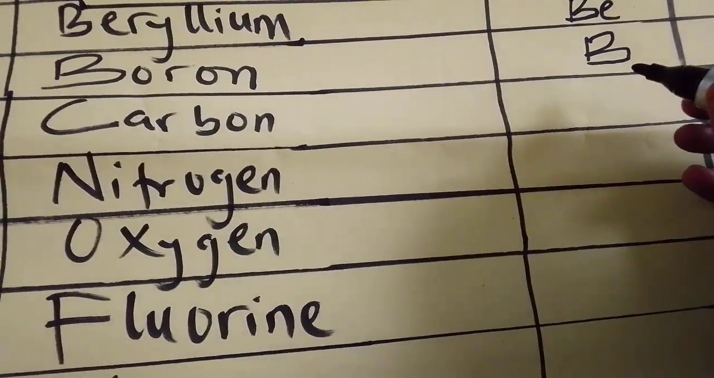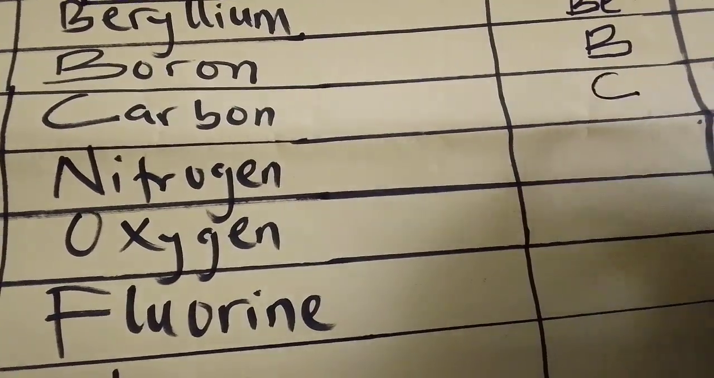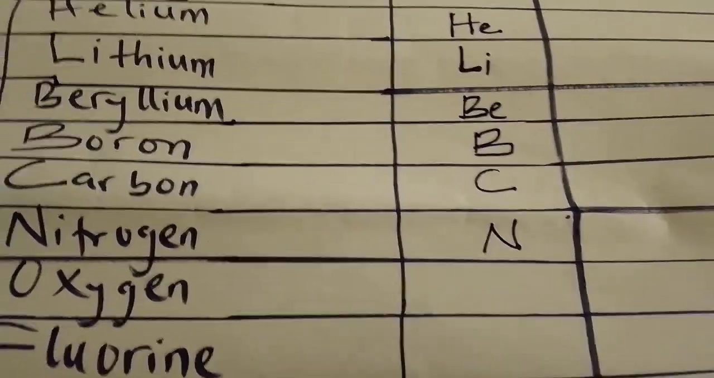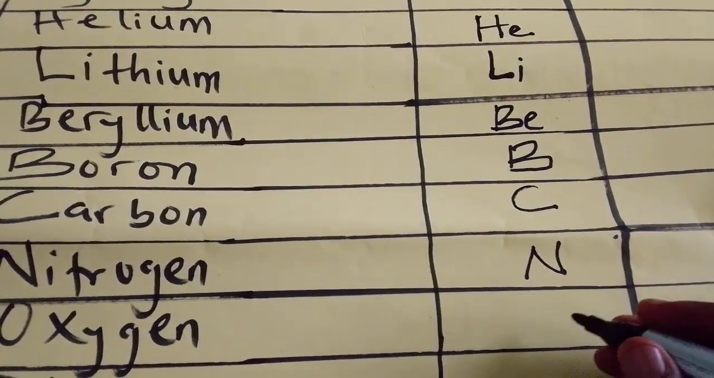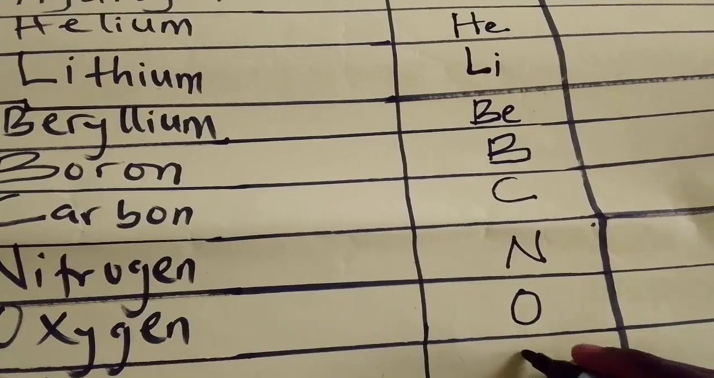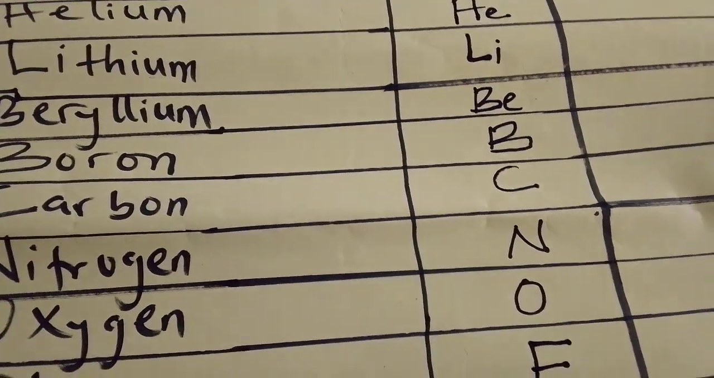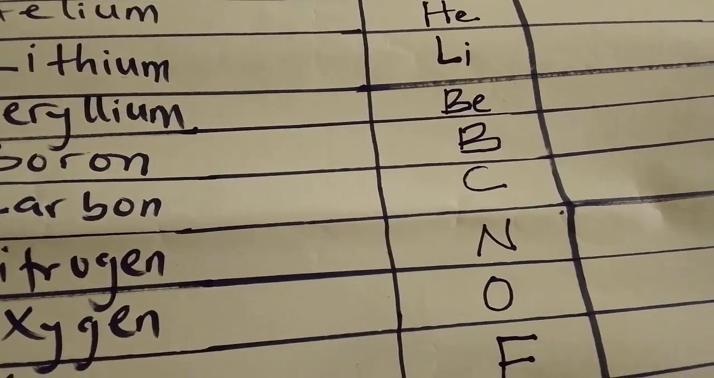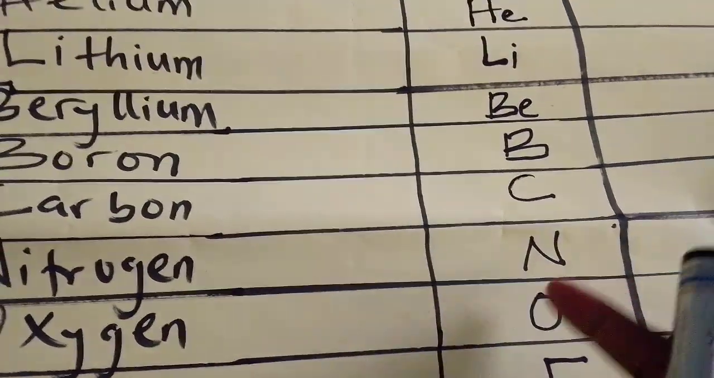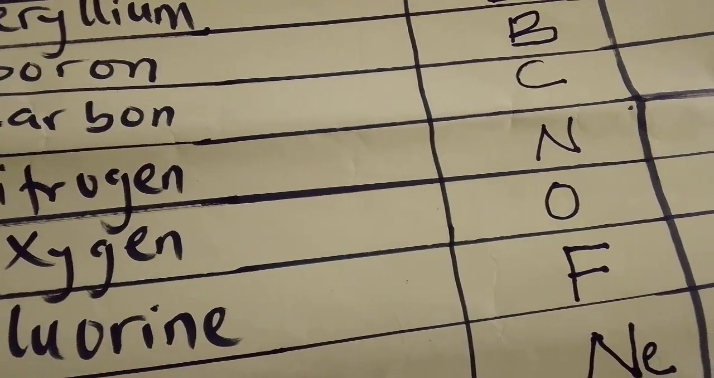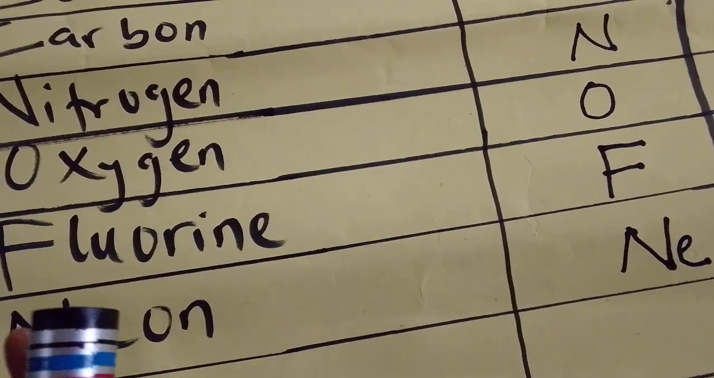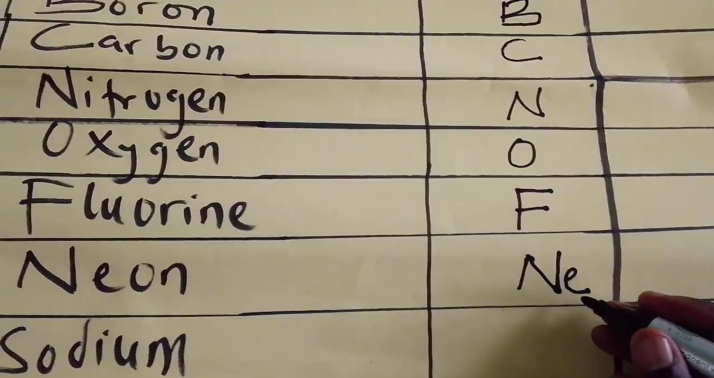Then for the next element, which is carbon, it will be C. The next one, nitrogen, N, and also the next one, which is oxygen, to be O. Also, the next one, which is fluorine, this one will be F. And for neon, it will be Ne, because nitrogen is already N. So there's no way you can still write N for neon, because you cannot write the same symbol for two elements. So we add E to differentiate them.